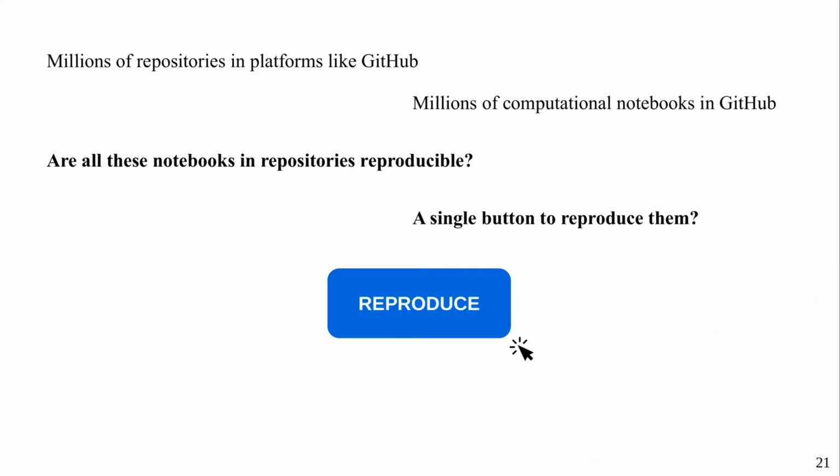So there are millions of repositories on platforms like GitHub. And in these repositories, there are also millions of computational notebooks, which contain code, text, visualizations, and results. So are all these notebooks, which are shared publicly in repositories like GitHub, reproducible? Is there a single button to reproduce them?